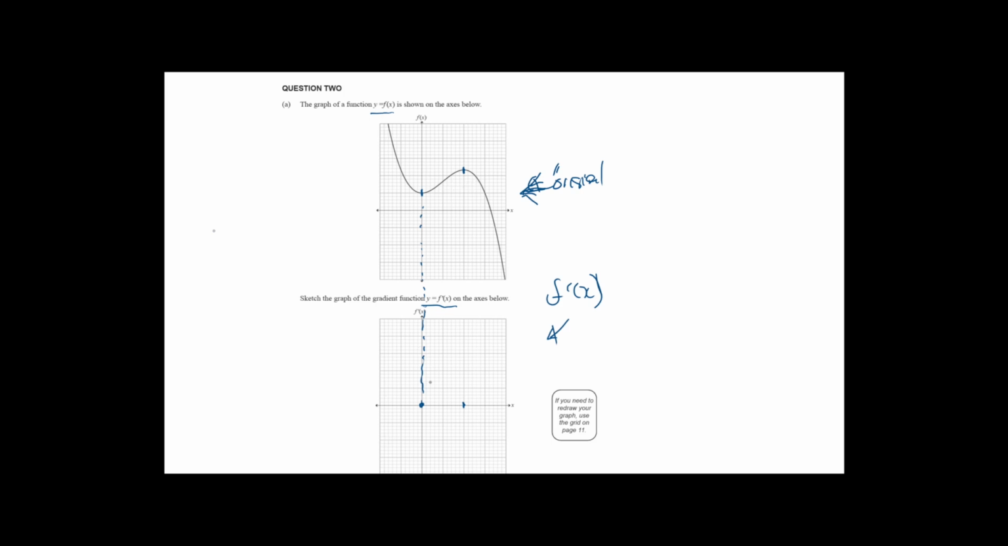So is it going to be above or below? Well, from here to negative infinity, it's negatively sloped. If we did a tangent, the tangent would be negatively sloped. So therefore, when we come to draw it, it's going to be below the x-axis because it's negatively sloped. Okay, so from here around, it's positively sloped from here to here. So therefore, it's going to be above the x-axis. And then it's going to get less and less steep.